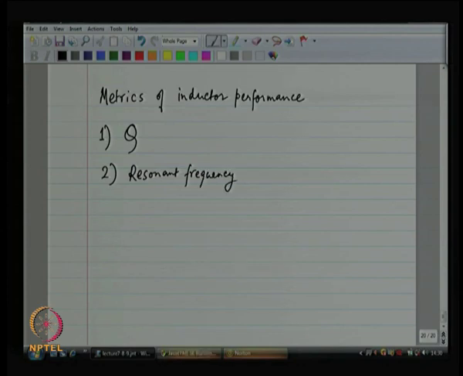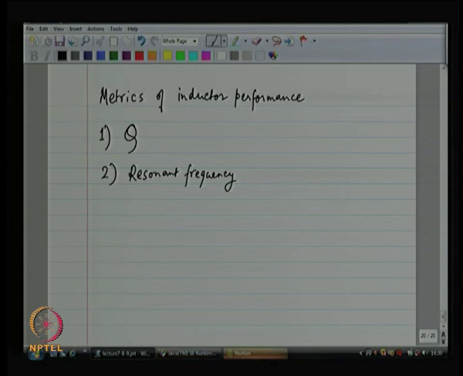So, what is the highest frequency at which I can still use this contraption as an inductor, and it does not start behaving like a capacitor? Okay. So, these are my two metrics, performance metrics. So, one way to optimize your inductor is to have a closed form expression that gives you these metrics and then optimize the different parameters.